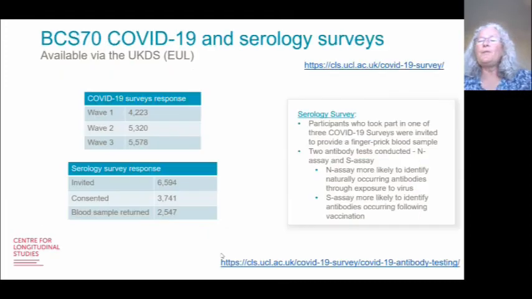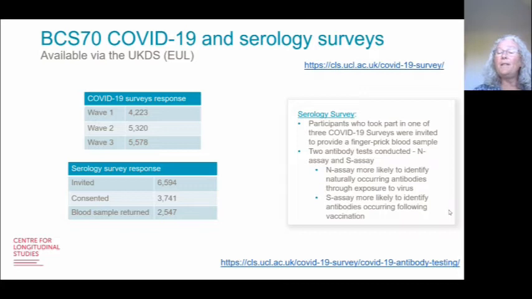As Morag mentioned, there's cohort data available from the COVID-19 surveys, which were conducted in 3 waves. So for the BCS 70, in wave 1, which was during the first national lockdown, there's just over 4,000 responses to that. And at wave 3, for example, there were 5,500 in the BCS 70.